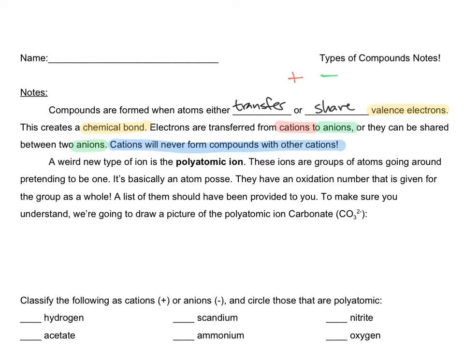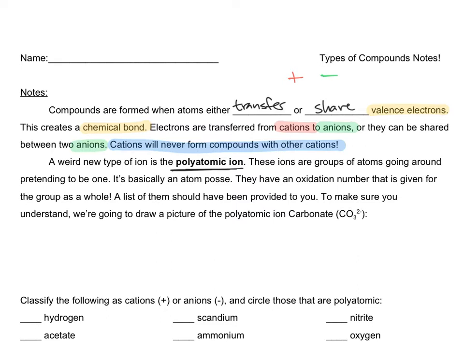Now we do have to learn here about a new type of ion. It's a weird thing called a polyatomic ion. That word's right there, polyatomic ion. This is a group of atoms that are working together and pretending to be one. Here I've put, it's basically like an atom posse. They have an oxidation number or an ionic charge that is for the whole group.